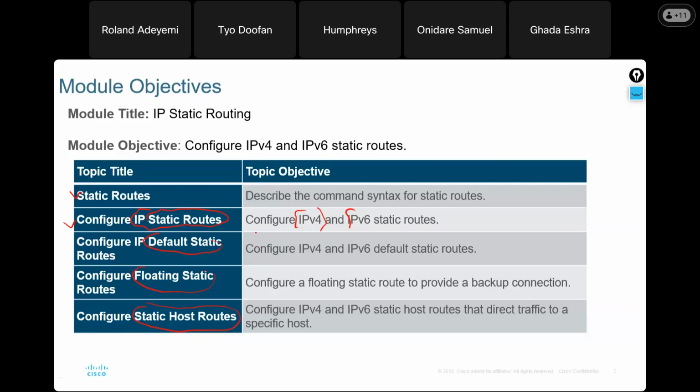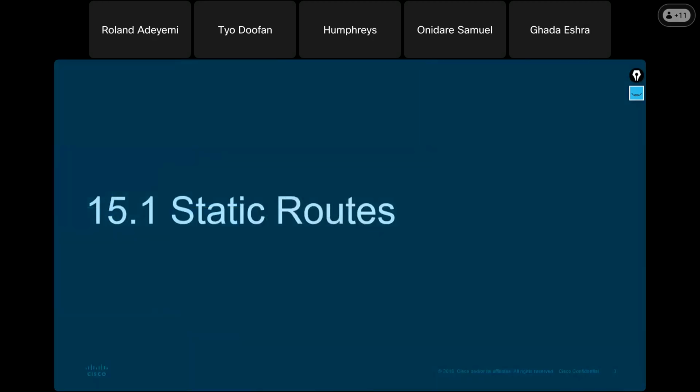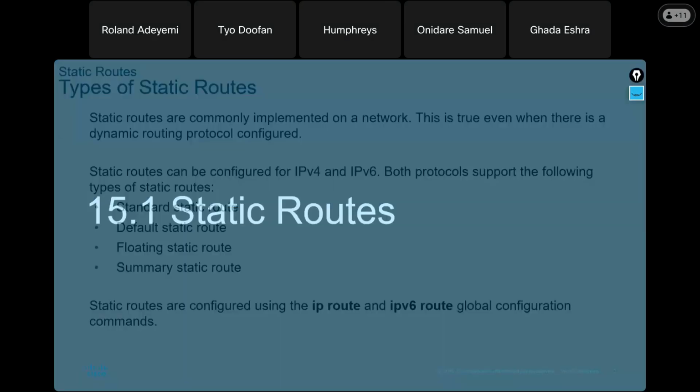Anytime you talk about static routes, you have different types of static route. It could be just a regular static route, sometimes we call it standard static route. Or it could be default static route, or floating static routes, or static host route. And you need to know all of these static routes. Why do I need them? So the first one is static routes.